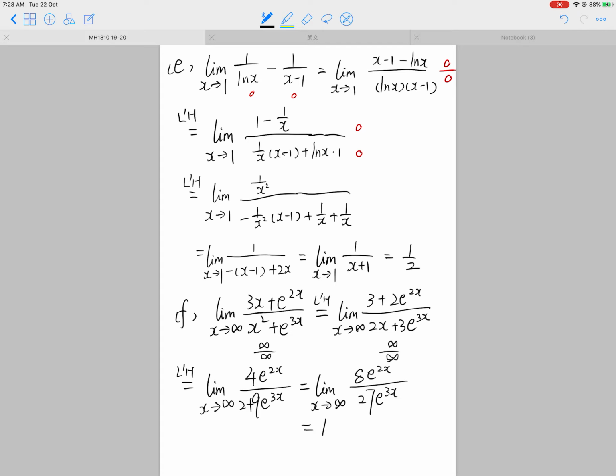After you get this, you cancel out e to the power of 2x on both sides. So it's 8 over 27 e to the power of x. Now when x is approaching infinity, this is approaching positive infinity, right? So the result is 0. Okay.